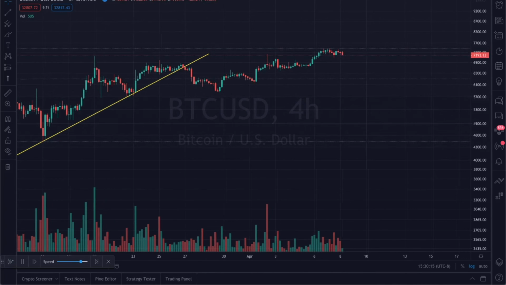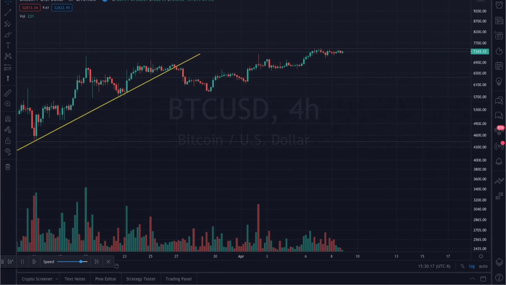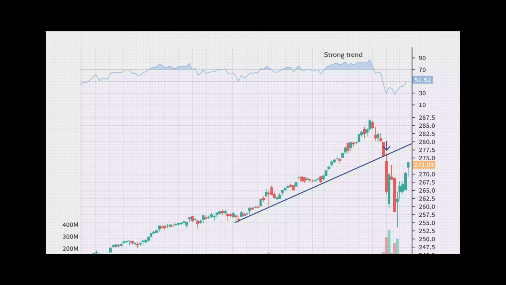Now, an example of a trend and a trend line. In this chart, we're going to show you how a rising trend line along with an RSI reading suggests a strong trend. While the price is oscillating, the overall progress is to the upside.